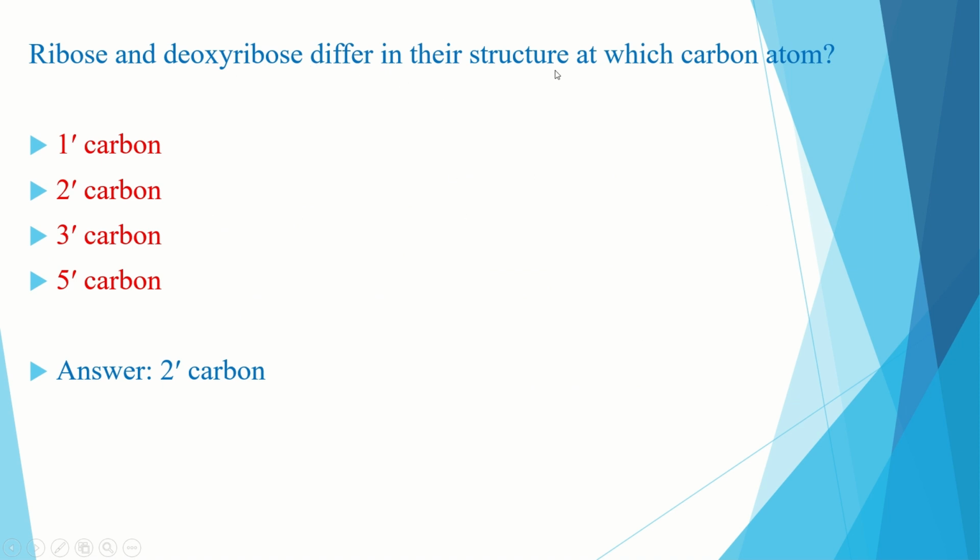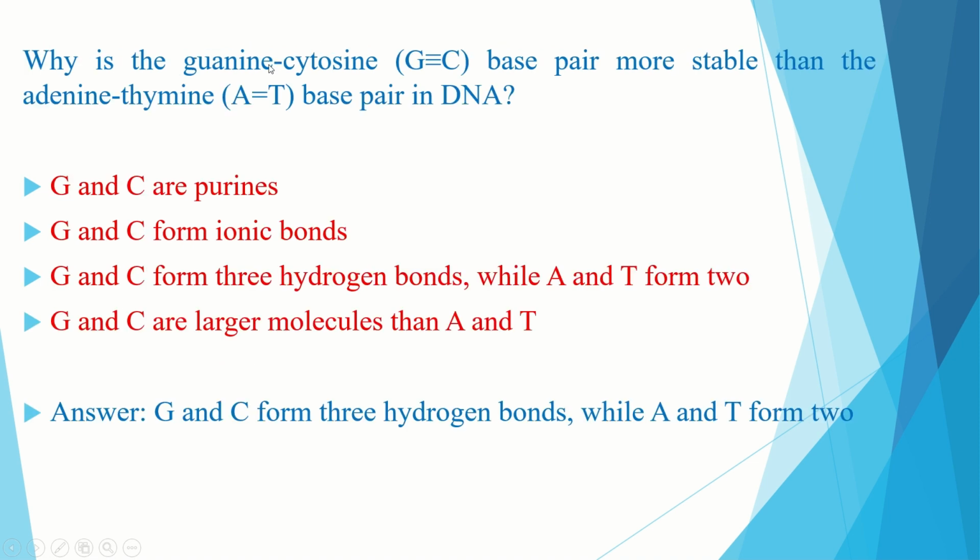Ribose and deoxyribose differ in their structure at which carbon? 1' carbon, 2' carbon, 3' carbon, 5' carbon. The answer is 2' carbon. Why is the guanine cytosine base pair more stable than adenine thymine base pair in DNA? G and C are purines. G and C form ionic bonds. G and C form 3 hydrogen bonds while A and T form 2. G and C are larger molecules than A and T. The answer is G and C. They form 3 hydrogen bonds while A and T form only 2 hydrogen bonds.